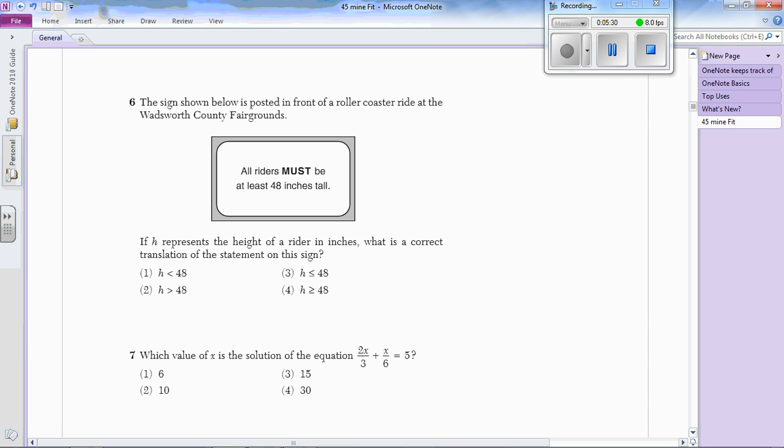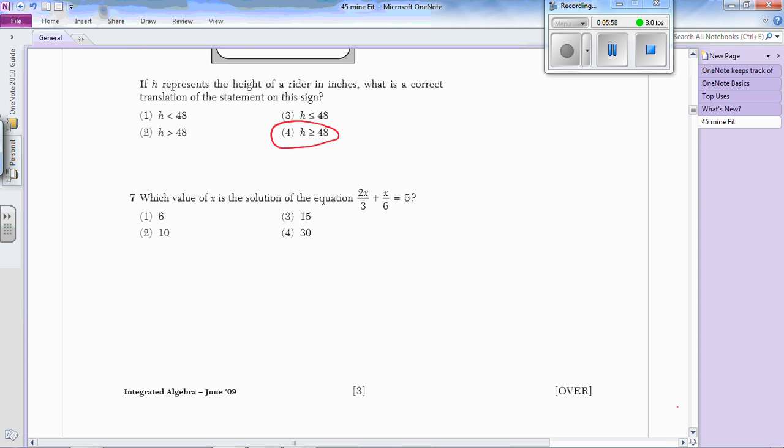All riders must be at least, so really this is just a fancy way of saying at least. This kind of makes sense that you have to be at least 48 inches tall. Be careful. It's not less than or equal to. It's obviously greater than or equal to. So obviously it's going to be one of these two. We're going to do greater than or equal to 48. You could be 48, as long as you make it exactly. You can be there or you can be greater than.